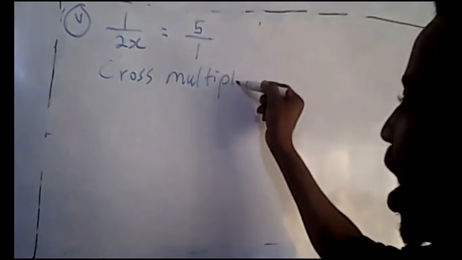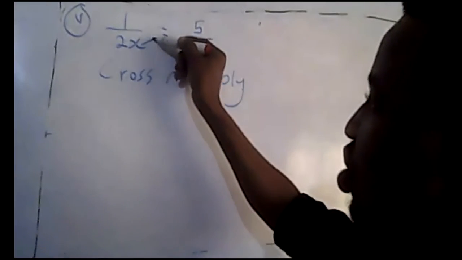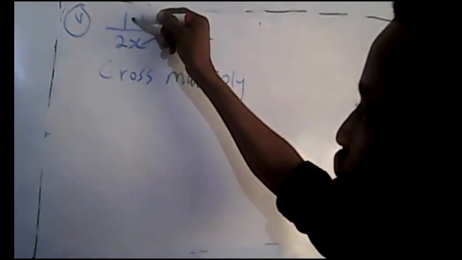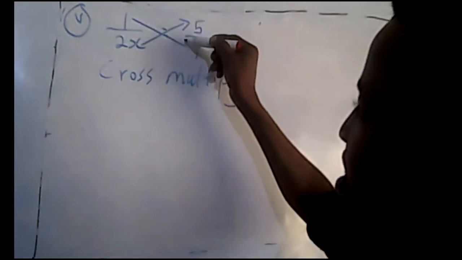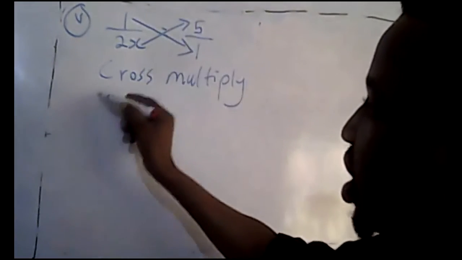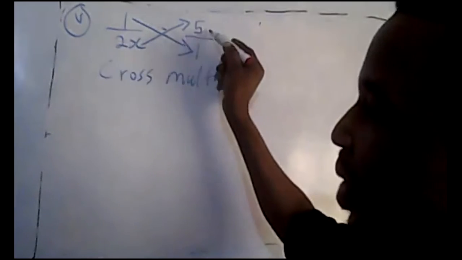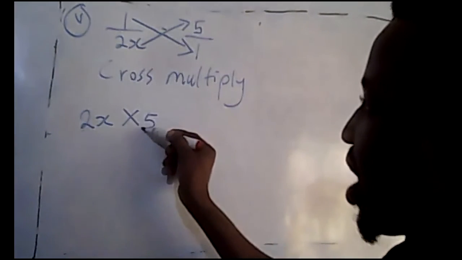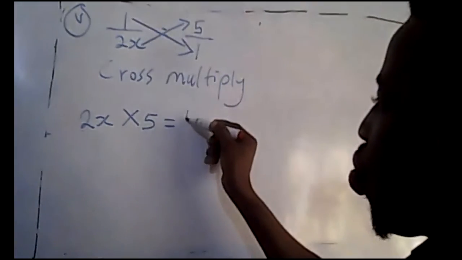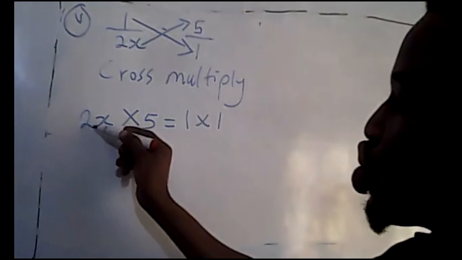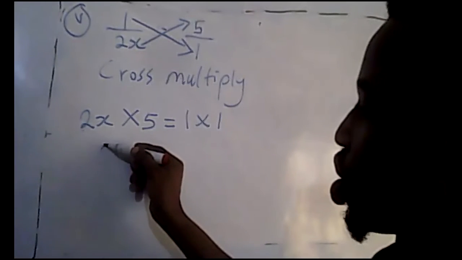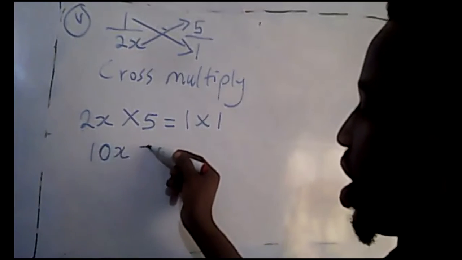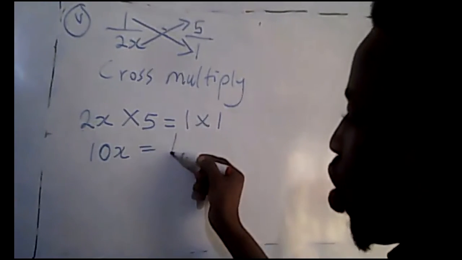Cross multiply. That is, the denominator 2x multiplies the numerator 5. The denominator 1 multiplies the numerator 1. So you say the one with the alphabet starts first: 2x times 5 equals 1 times 1. 2x times 5 is what? 10x. Equals 1 times 1, which is 1.